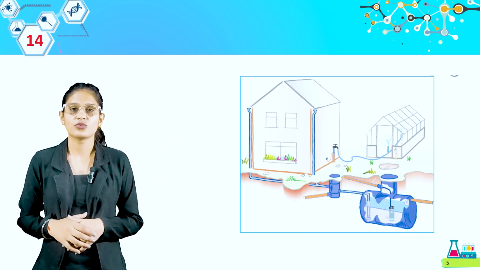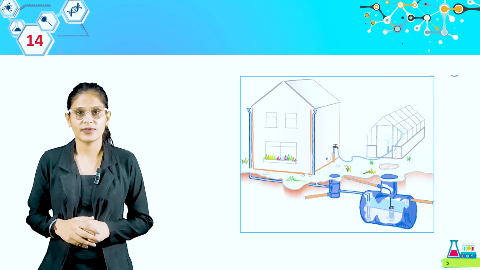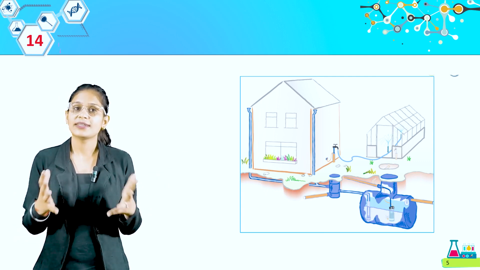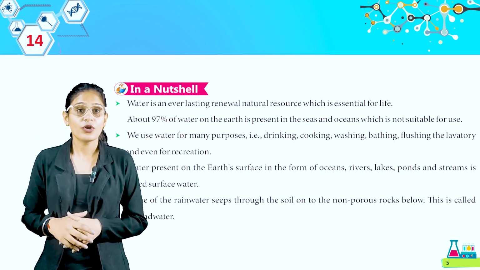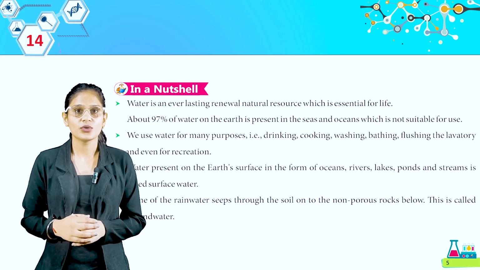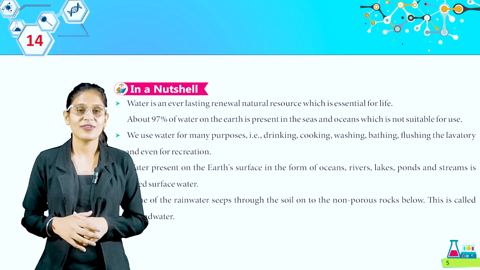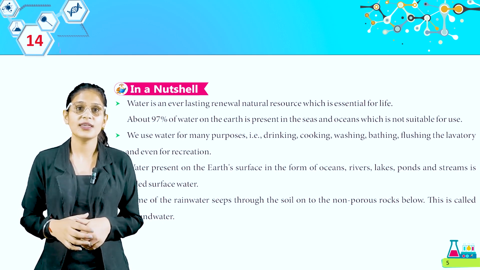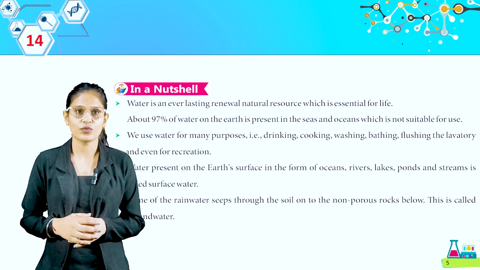Look at this picture, students. This is a proper system of rainwater harvesting. What we learn in this chapter, now we will discuss it in a nutshell. Here, water is an everlasting renewable natural resource which is essential for life. About 97% of water on the earth is present in the seas and oceans, which is not suitable for use.